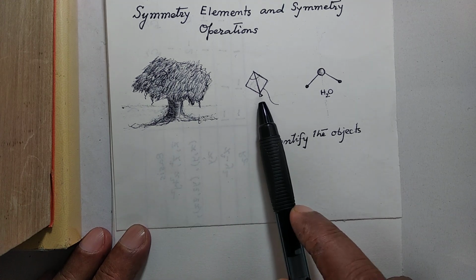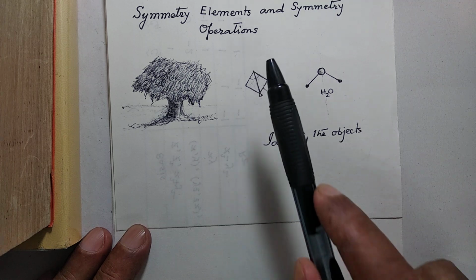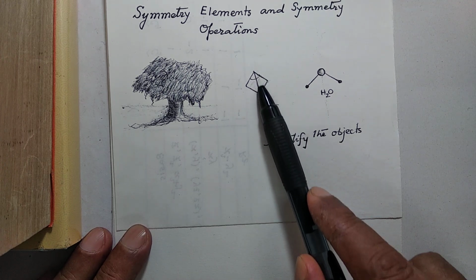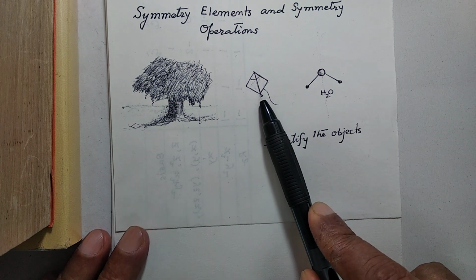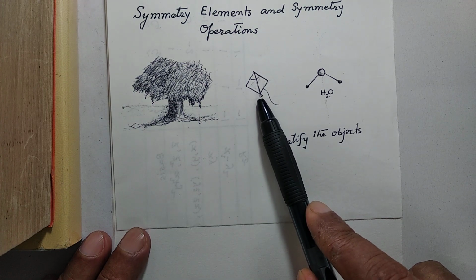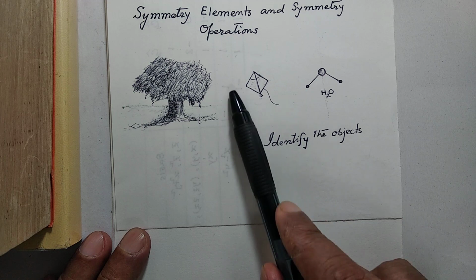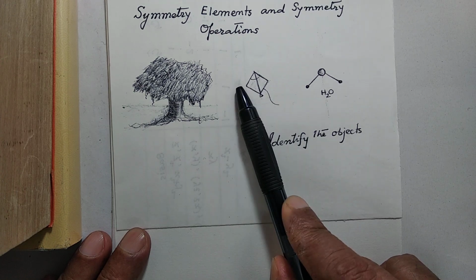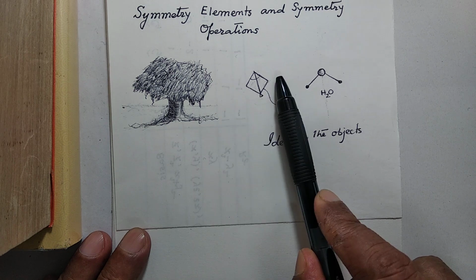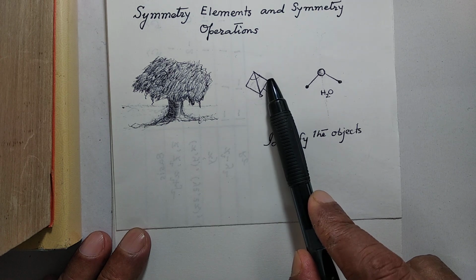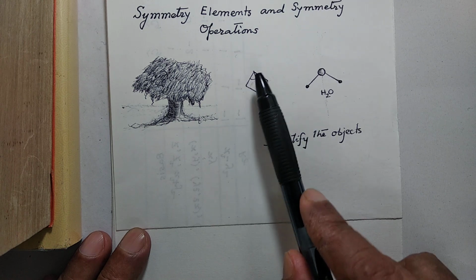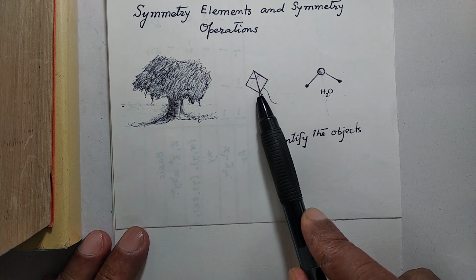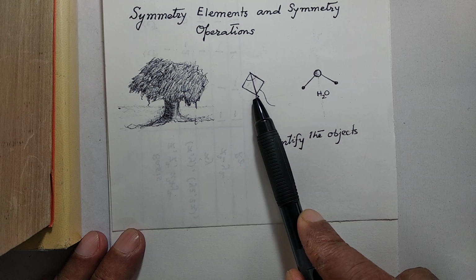If you imagine a vertical plane placed on the central line of the kite, and imagine that the plane is a mirror, then this part is similar to this part. This part behaves like the mirror image of this part, and this one behaves as a mirror image of this part. So this object, the kite, has a plane of symmetry.